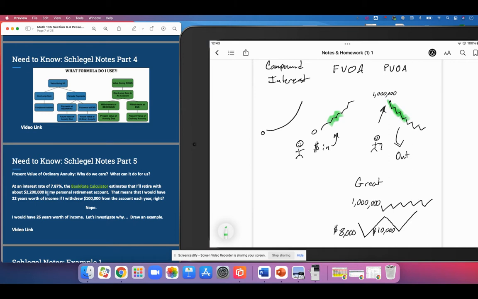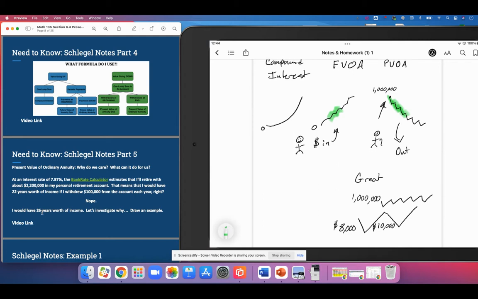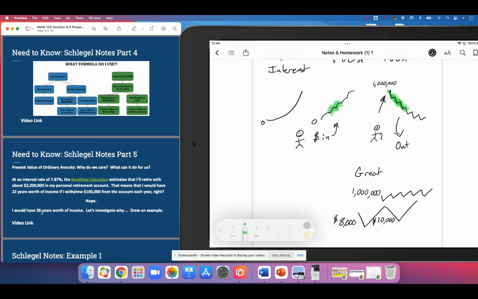So that would be if I just, again, take out 100,000 every month. The answer is no. I would not have 22 years worth of income. I would have 26 years worth of income. And we're going to draw an example, another one, in addition to our already great examples that we have over here from the previous thing that we did.